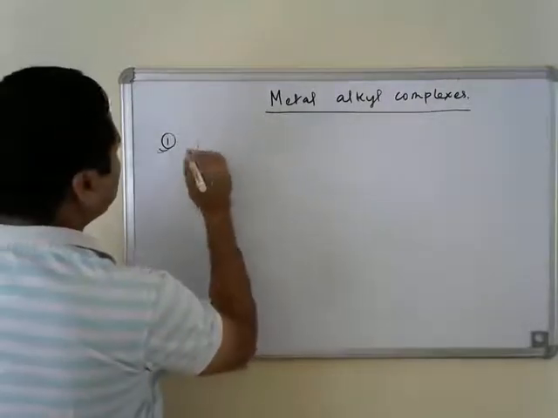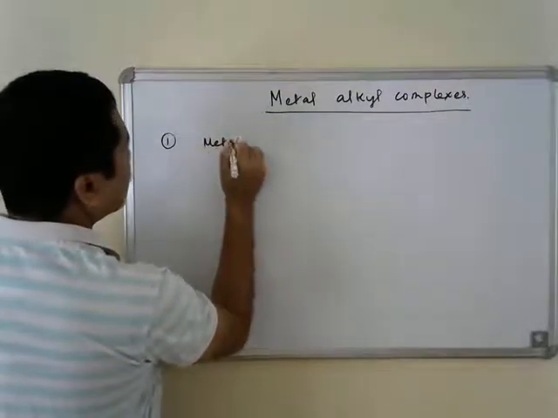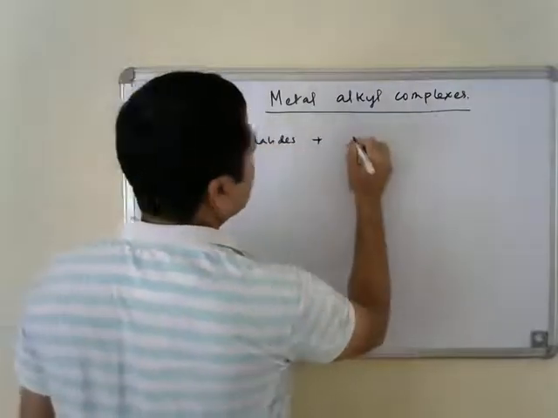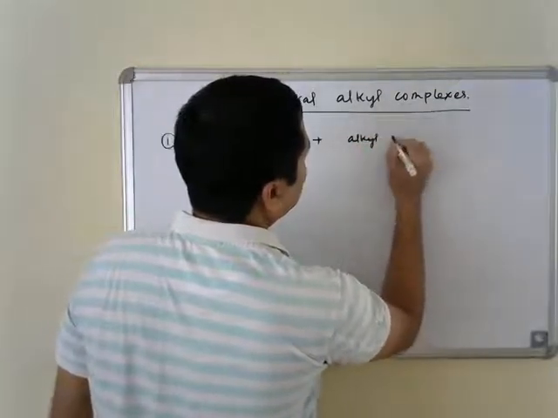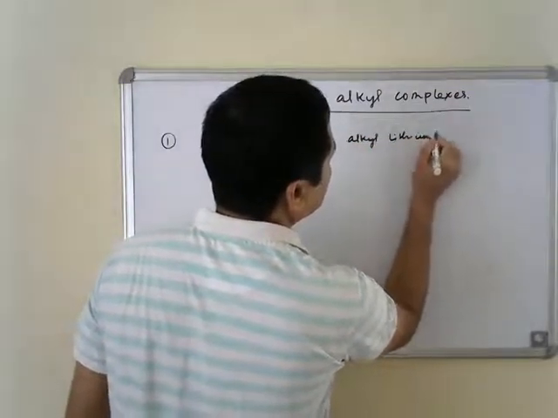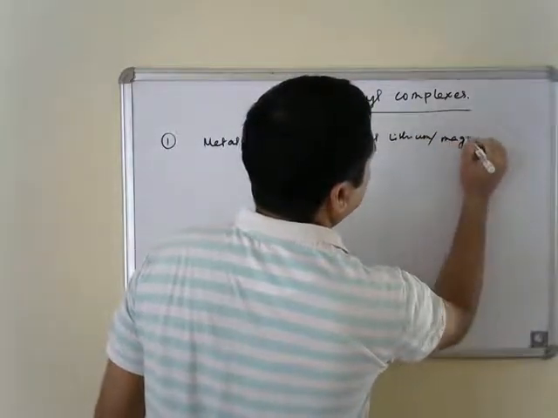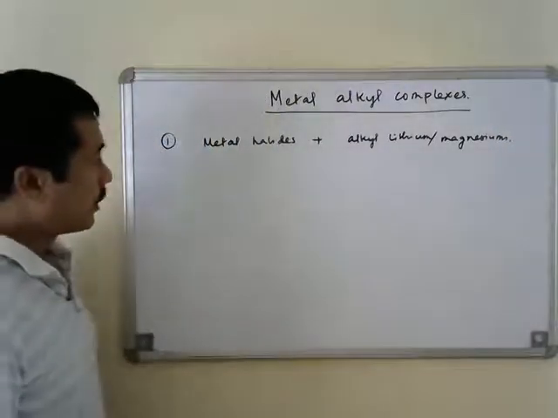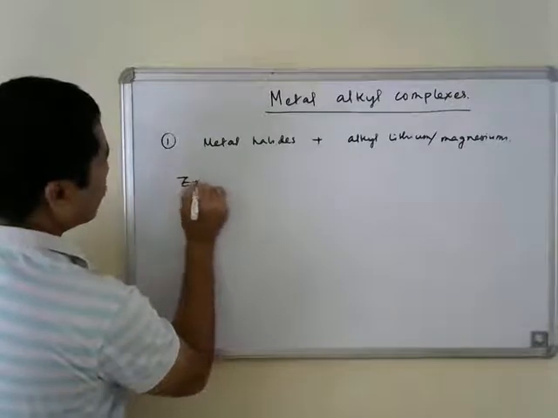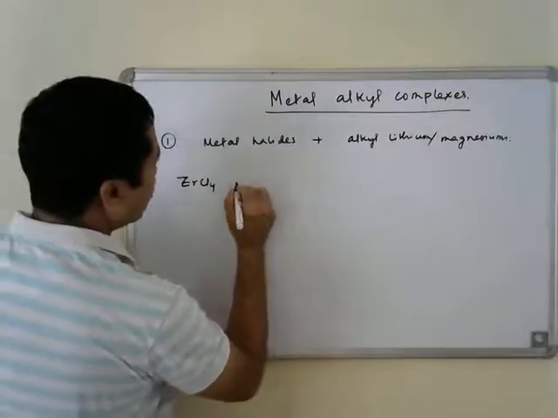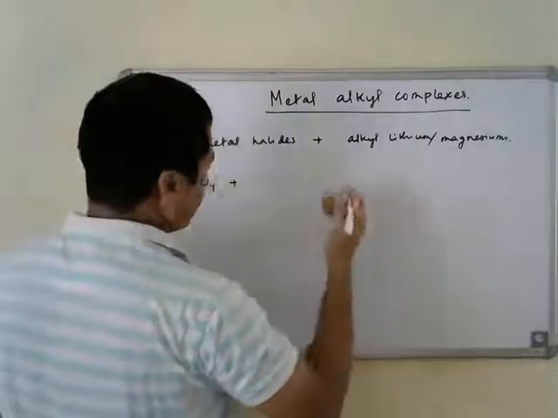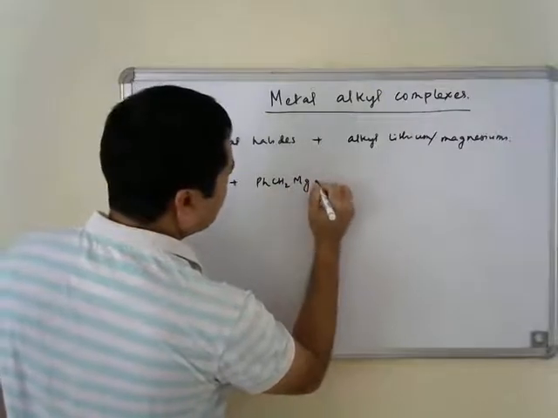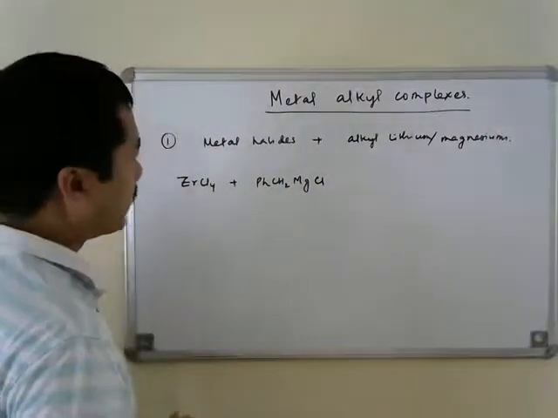That is, one can take metal halides and then do reaction with alkyl lithium or magnesium reagents, which are very commonly used in organometallic chemistry. So one can start with, say, zirconium tetrachloride here, and then do reaction with Grignard's reagent, that is benzyl magnesium halide here.